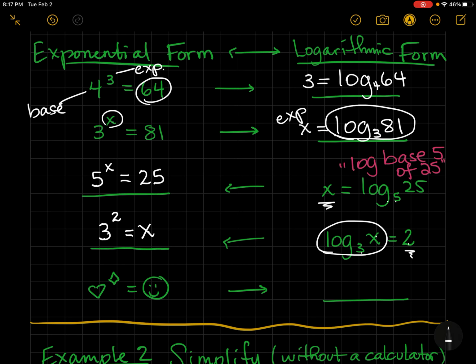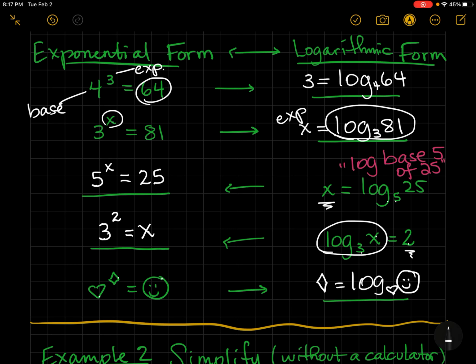I like to start with the exponent equals log of the same base. So, heart, diamond, happy face. I like to say, if you're in love, you give a diamond, and that makes you smile.